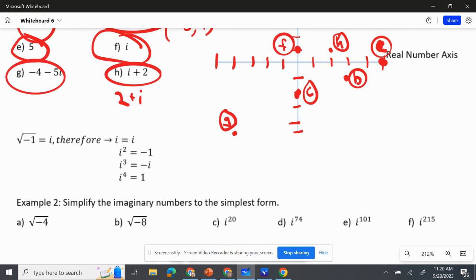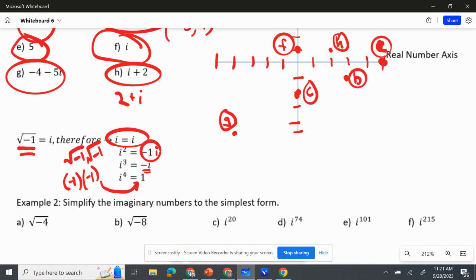So now what we're going to do is we're going to get into the different i values. We know that i is the square root of negative 1. i squared would be the same thing as the square root of negative 1 times the square root of negative 1, because that's what i is. And when we multiply those two, what we end up with is negative 1. Meaning that i cubed would be negative 1 times i, which is negative i. And i to the fourth would be the same thing as negative 1, because that's i squared, times negative 1. And that's how we're getting the positive 1.